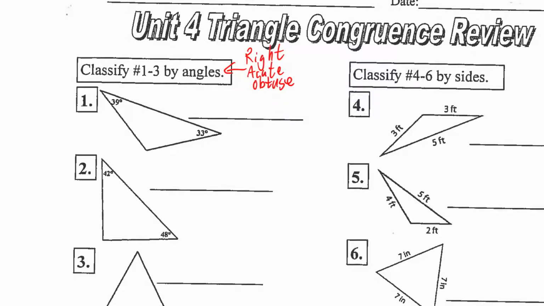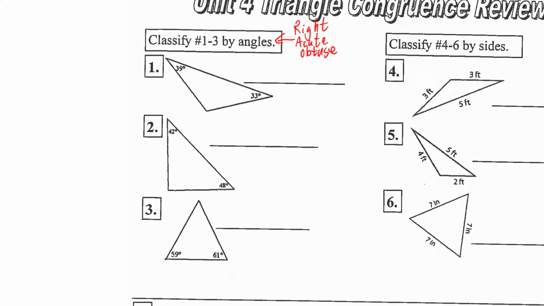So on number 1, what type of triangle is that? Obtuse. It's obtuse. I don't know how big that angle is. Does anybody know how big that angle is? Did you find it? 108. It's 108, yep. So right there, that's the obtuse angle in there. So that makes this an obtuse triangle.